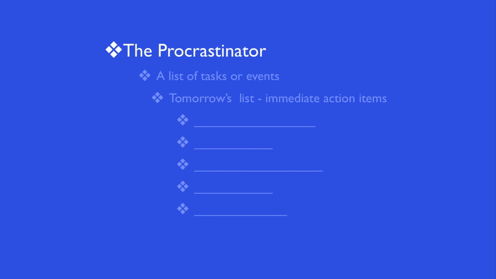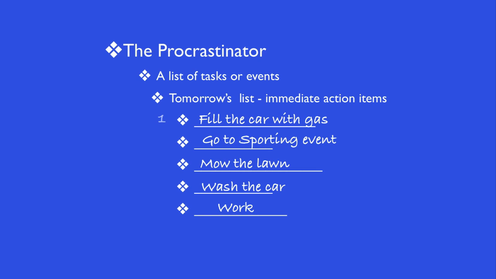The procrastinator gives every task equal value. They can work on a task for a while and then switch to something else. That's why they may never finish a project.